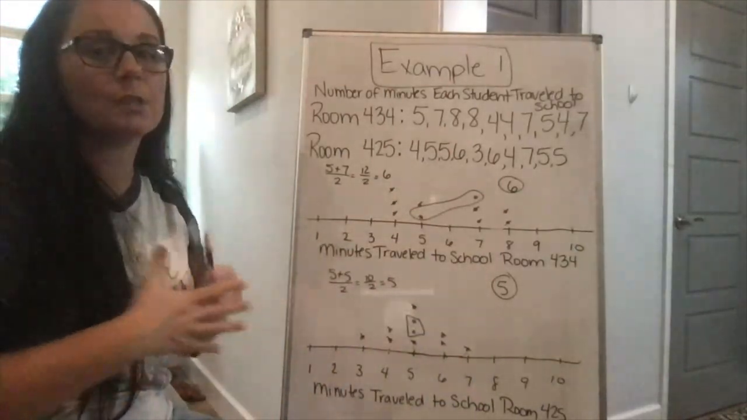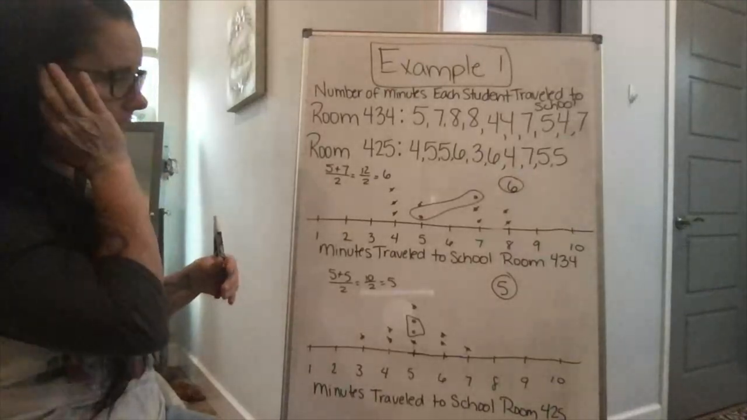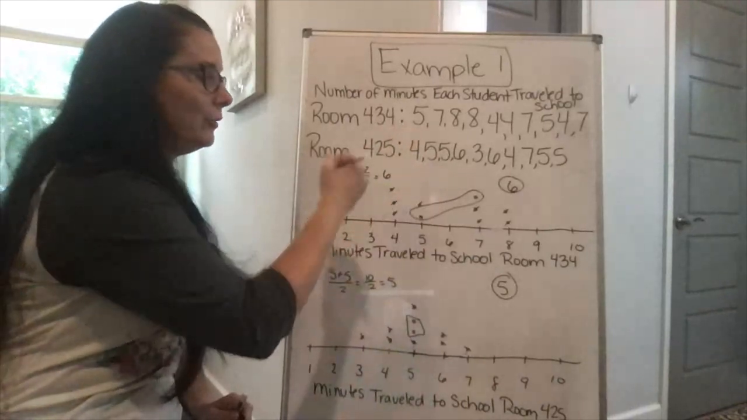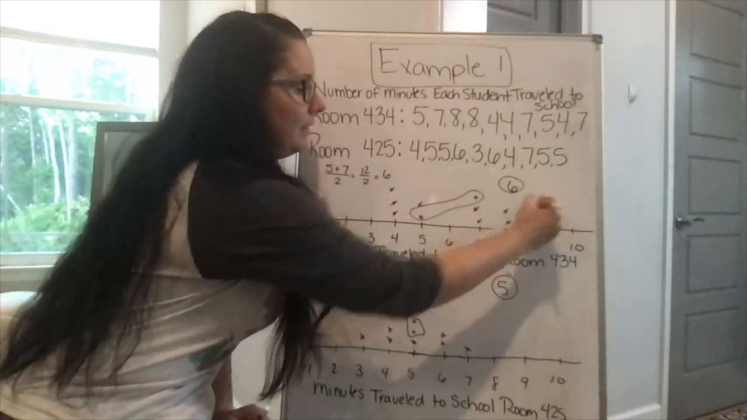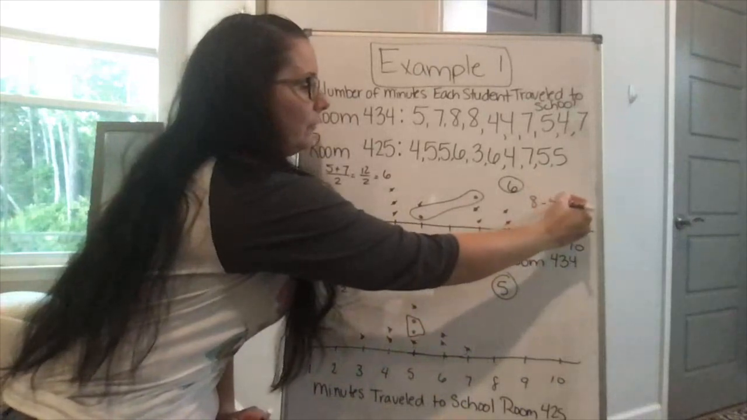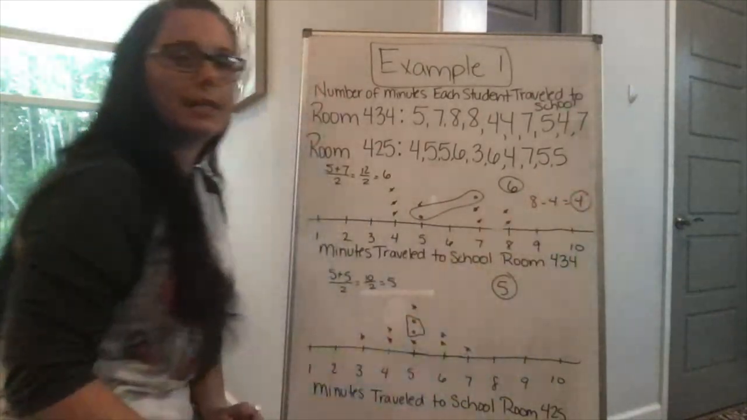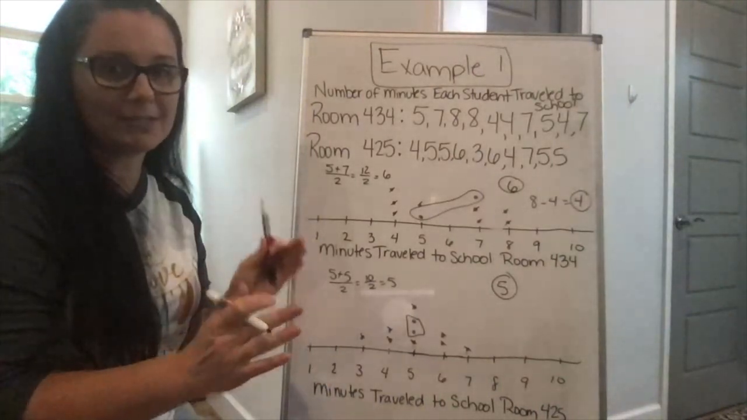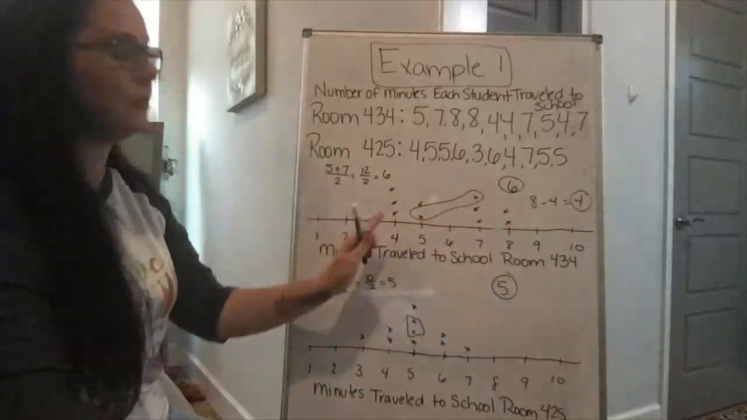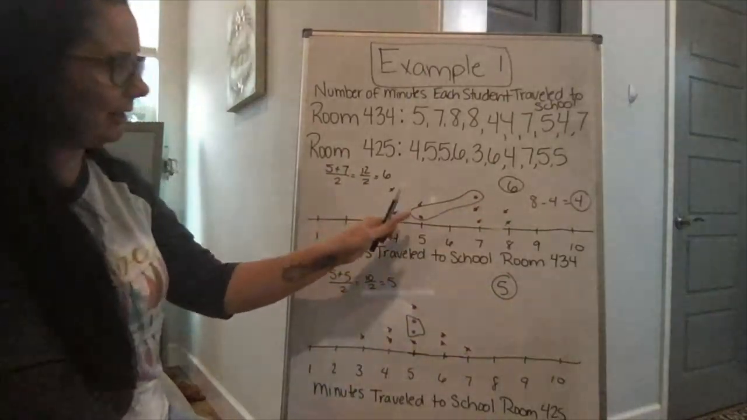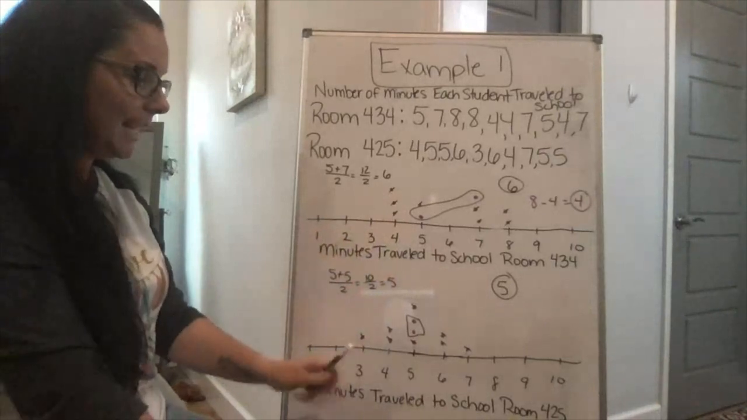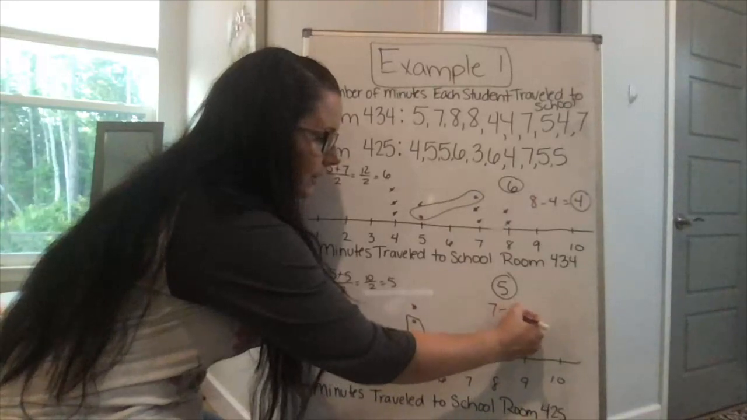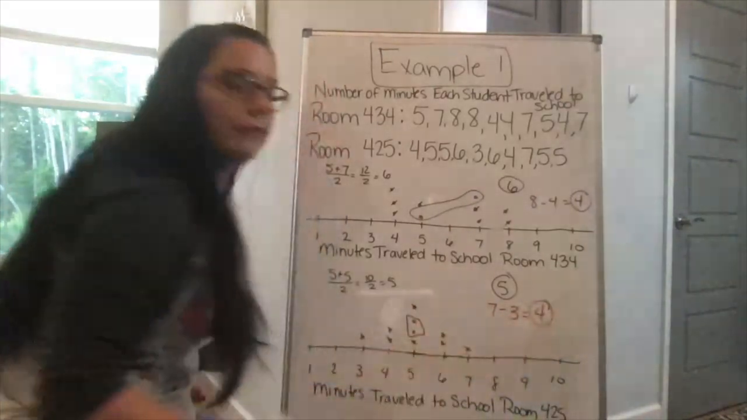Let's find the range. That's going to talk about the spread of data. How far spread out is it? So if we look up at room 434, we have our highest value minus our lowest value. Our highest value is 8, our lowest value is 4. So our range here is going to be 4. So it ranges with a difference of 4 minutes from the person that has the longest ride to the shortest ride in class 434. In class 425, my highest is 7, my lowest is 3. That has a range of 4 also.